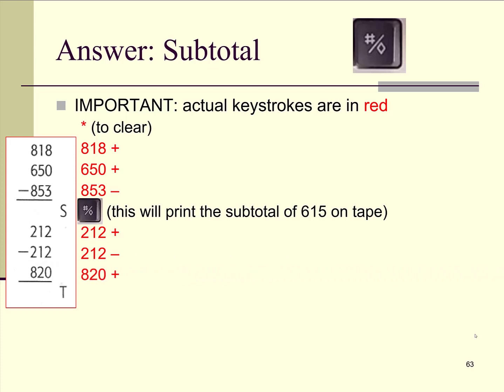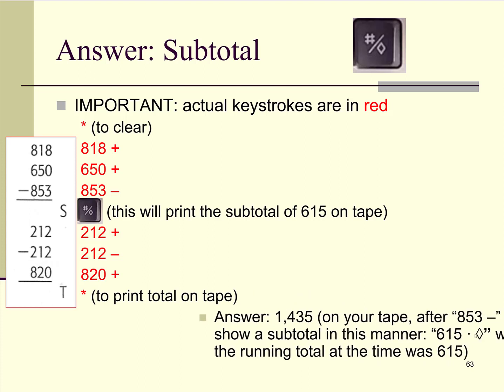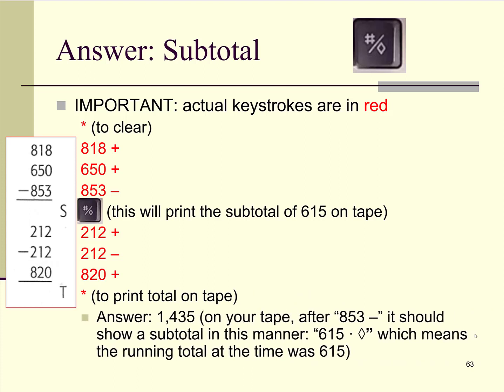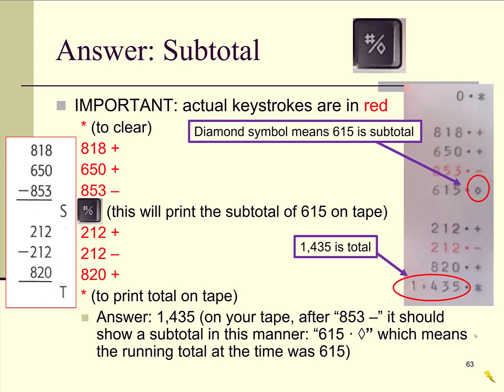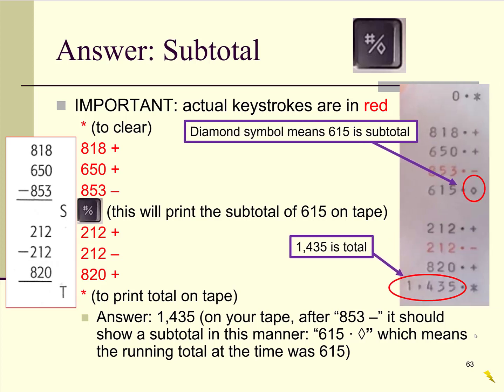Now we're done at this point, and we want the total. So just like all addition problems, you have to hit asterisk at the very end. So the answer is 1435. That's the total. And the subtotal is marked on your tape with a diamond, and the subtotal is 615. I shouldn't say dollars because there are no dollars on this. So the subtotal is 615. And the total of the whole thing is 1,435.